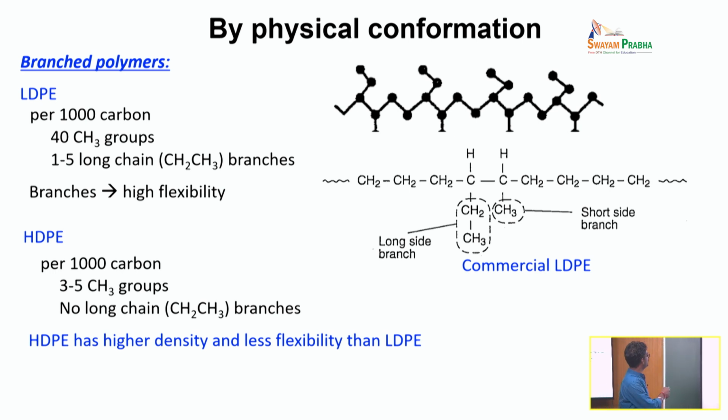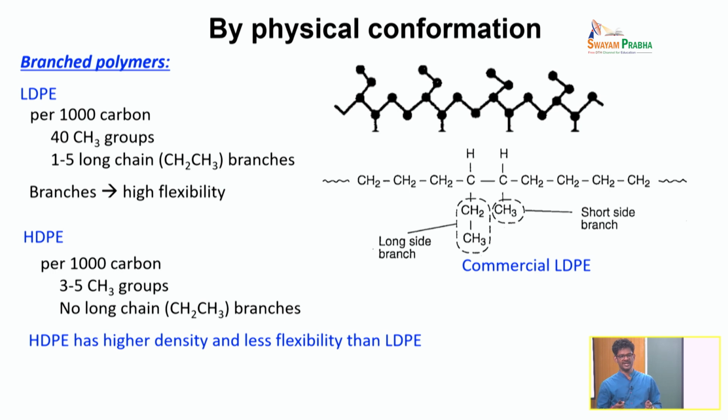For example, if you look at the commercially available LDPE, that is low density polyethylene, typically for every 1000 carbons they introduce about 40 methyl groups along the chain. So whatever I have shown here schematically is a polyethylene chain, CH2, right? And then you see that once in a while we introduce a small side chain which is a methyl group. Sometimes we also introduce a long side branch which contains CH2 groups. So this is a characteristic of a low density polyethylene.